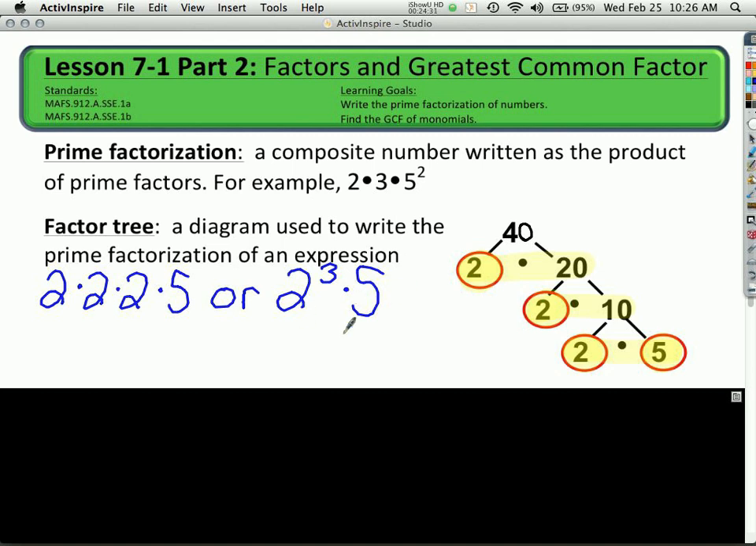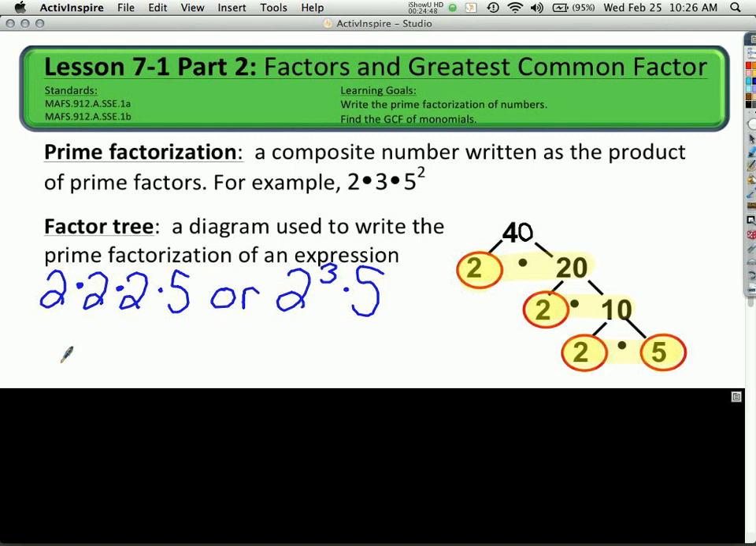Mathematicians want it like this. You will see today that there are some benefits to leaving it like this. So I am okay with it either way.